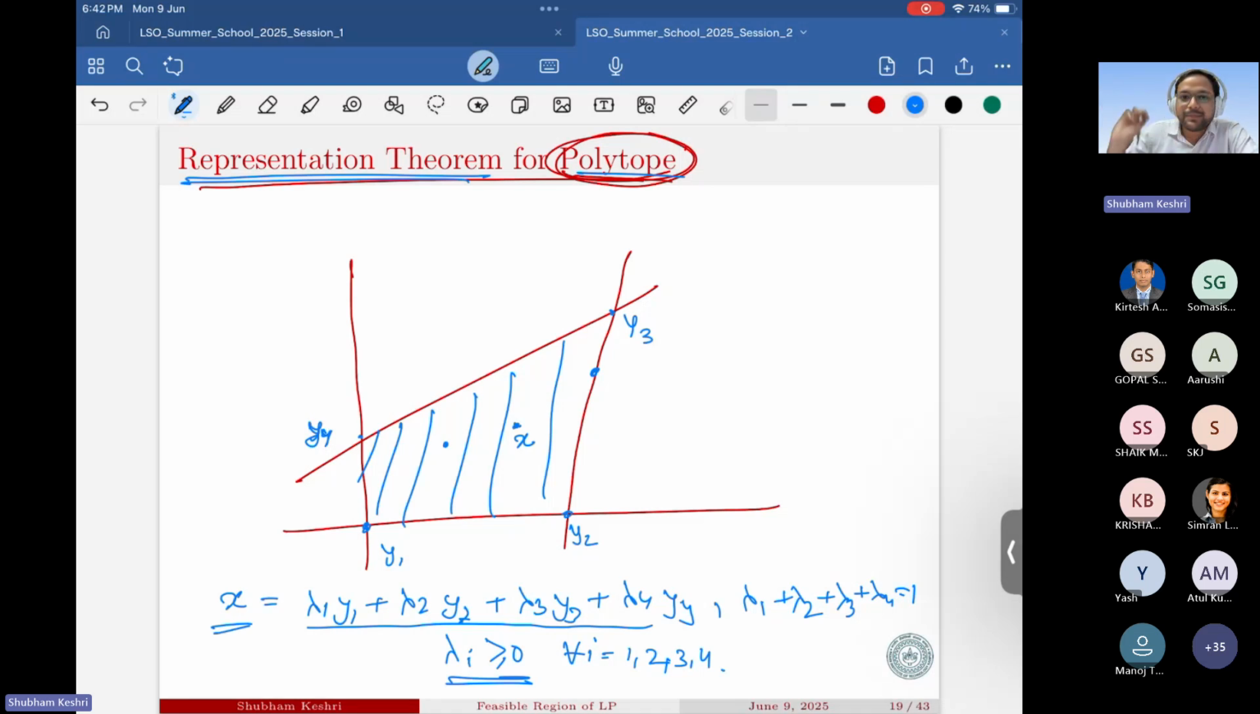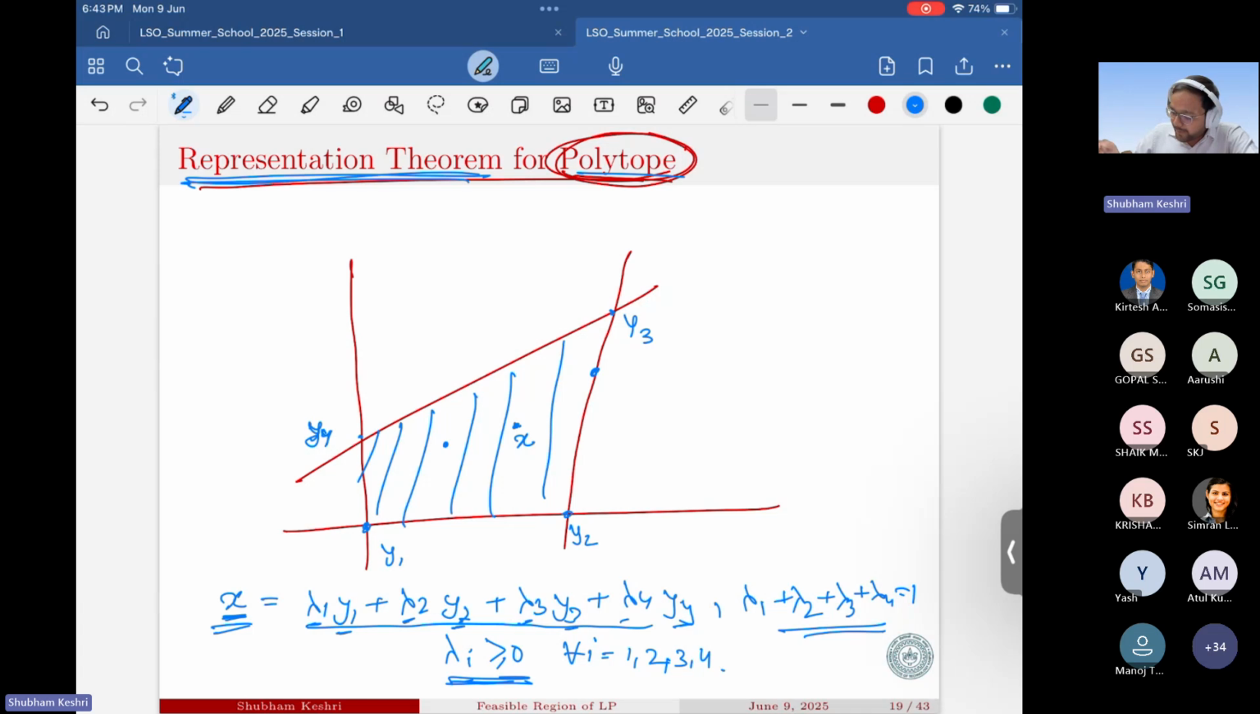So this is what the representation theorem for a polytope says. Any point in the feasible region, you can represent it as a convex combination of the extreme points. Let me repeat again: any point in the feasible region of an LP, you can represent it as a convex combination of the extreme points of that LP. This is a convex combination because the sum of the lambdas is 1, and all lambda i's are greater than or equal to 0. So this is the representation theorem.